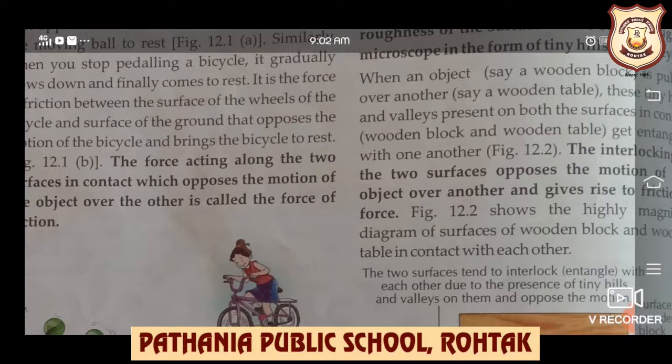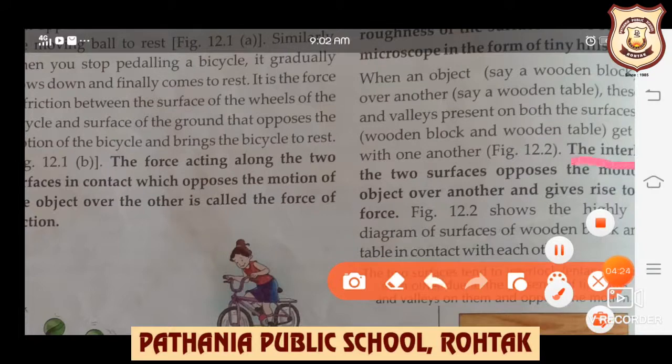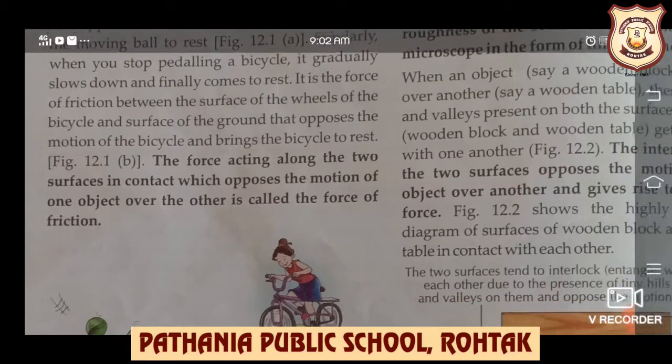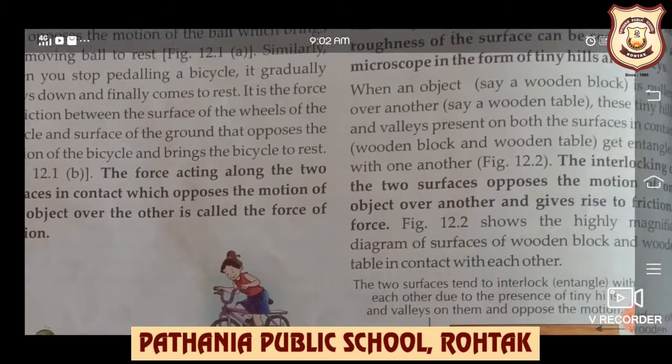So what gives rise to friction? What is the cause of friction? It is the interlocking of the two surfaces that opposes the motion of one object over the other and gives rise to the frictional force.